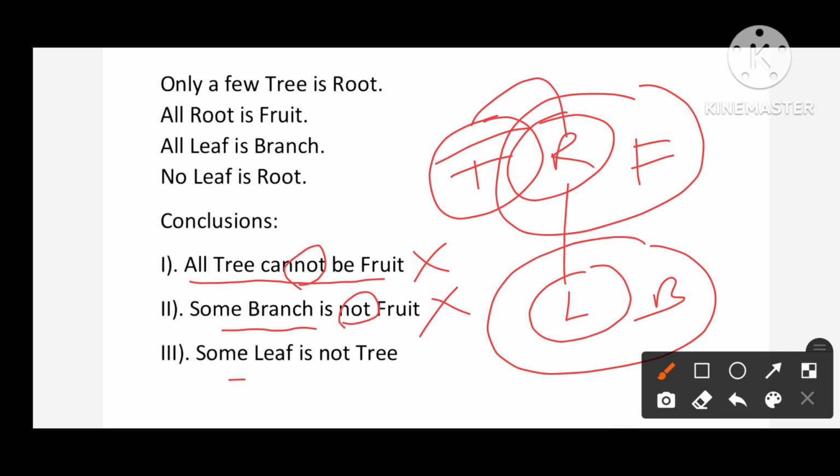Next one, some leaf is not a tree. So we check all leaf can be tree or not. Can we place all leaf inside a tree? It is possible. All case possible means some not case fails. So none follows is the answer for this question.